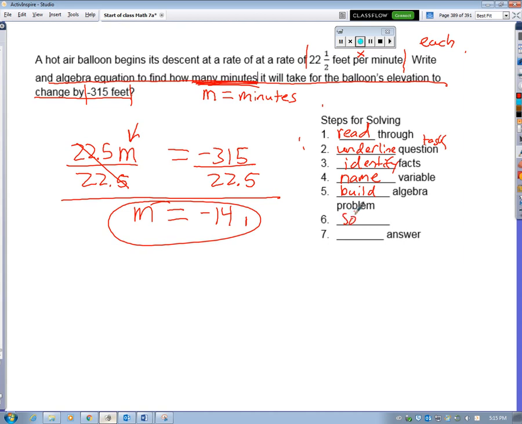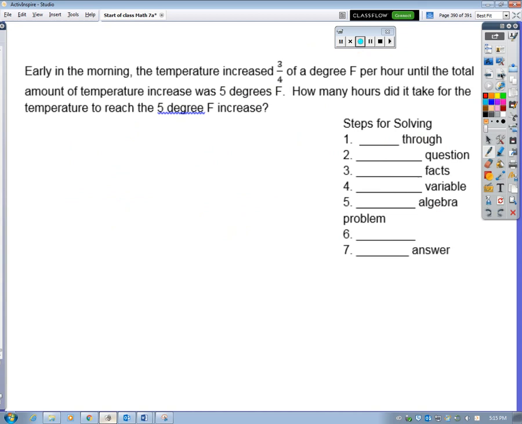Alright, we just did step 6, and I also talked to you about how to check your answer. Alright, moving on to our next example. We are doing great on these problems so far. Alright, here is the last example I have for you. Then we have a try this. We're going to read through the problem.